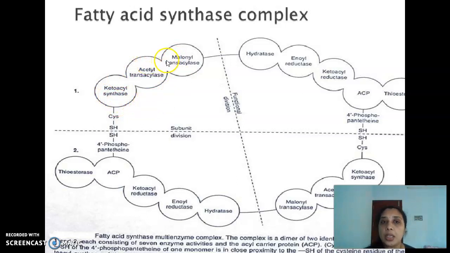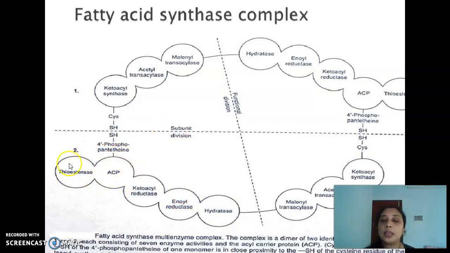Clear? Acetyl transacylase is the first enzyme to come into action. This is followed by malonyl transacylase, followed by ketoacyl synthase. So this is E1, E2, E3. And in monomer 2, this is E4, ketoacyl reductase, the enzyme which is adjacent to ACP, or E7. Then comes E5, hydratase. Clear? Then comes enoyl reductase, E6. Then comes the E7, ACP.